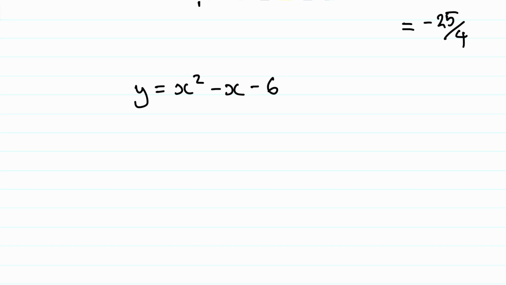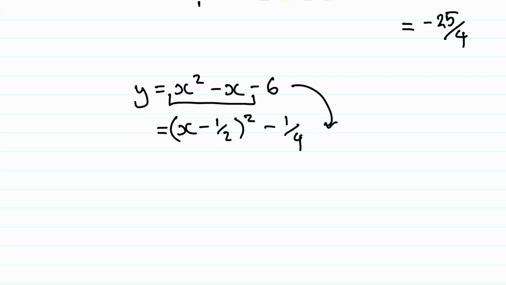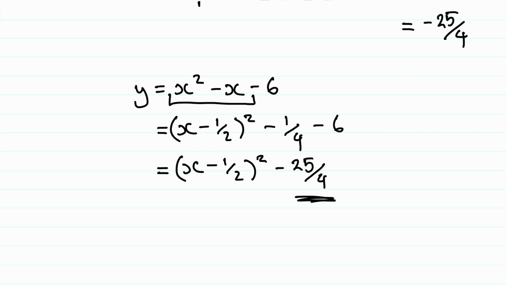Now you should remember from completing the square that this part, x squared minus x, can be rewritten as (x minus a half) all squared minus a quarter, and then we can take down our minus 6 here, so we could do (x minus a half) all squared minus a quarter minus 6. And then we can simplify this a little bit further to get (x minus a half) all squared, and then minus 25 over 4.